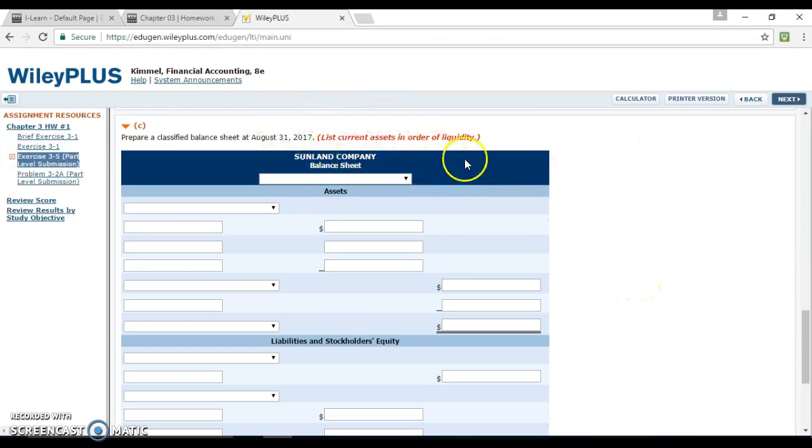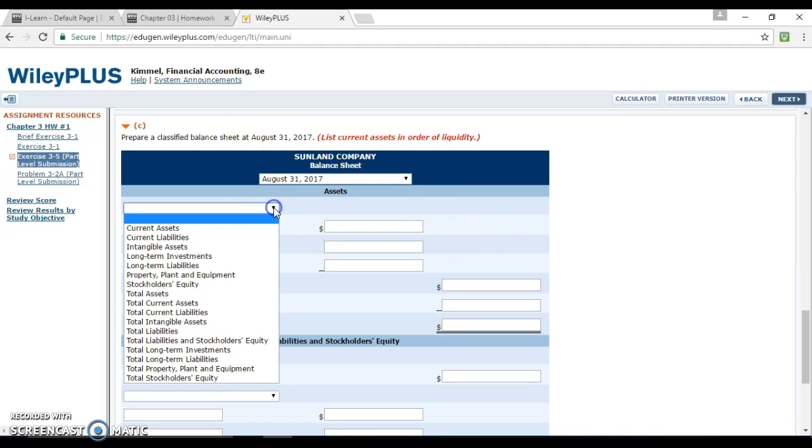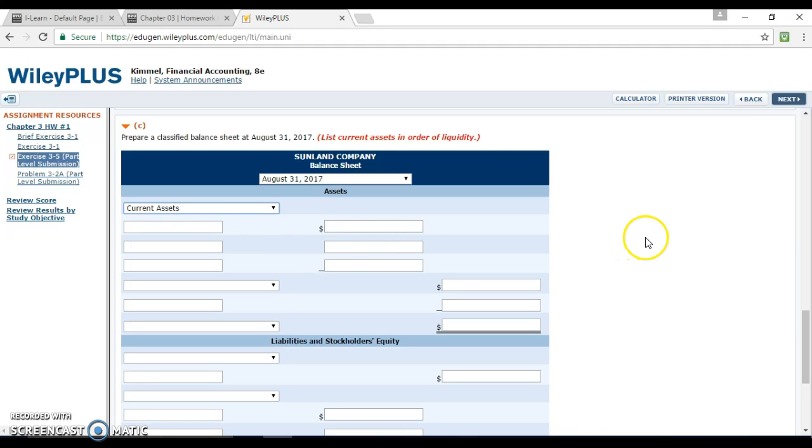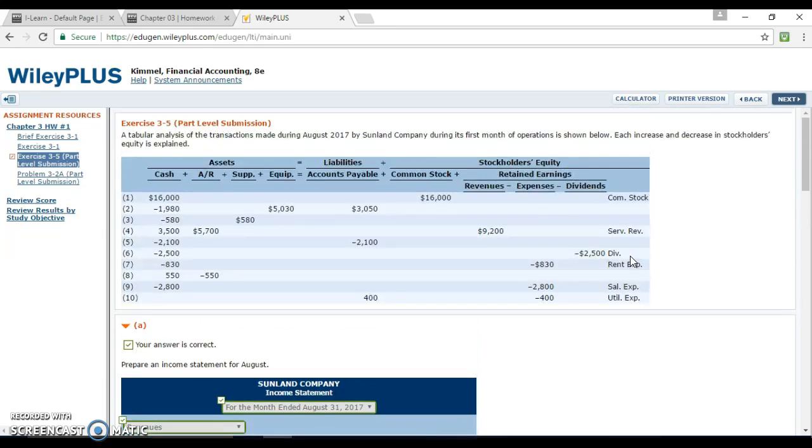The next thing we get to do is a classified balance sheet, and make sure we note here the current assets need to be listed in order of liquidity. So the balance sheet is as of August 31st, not the month, but just the date, because the balance sheet is always a date. So we'll start out with our current assets. We've got to list them in order of liquidity. So let's take a look at our assets. We've got cash, this cash column right here, which is going to be our most liquid.